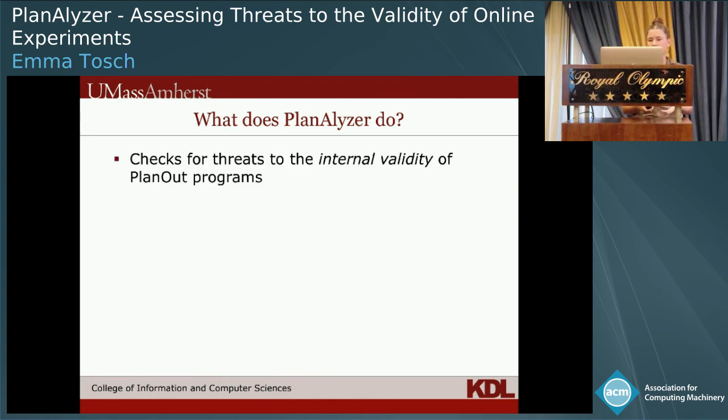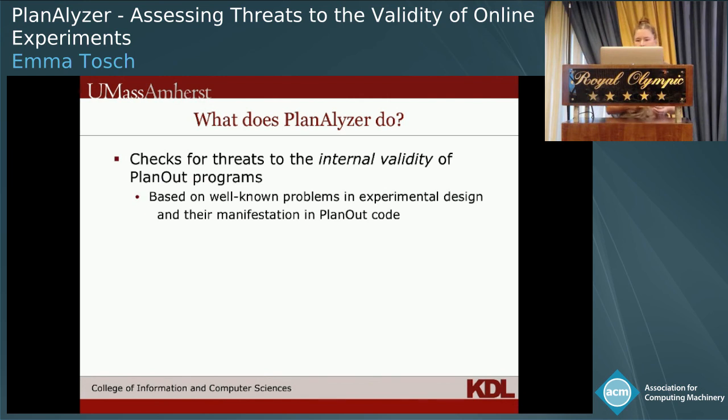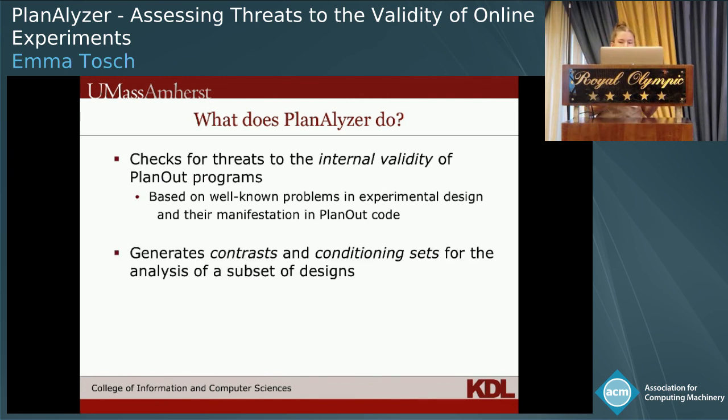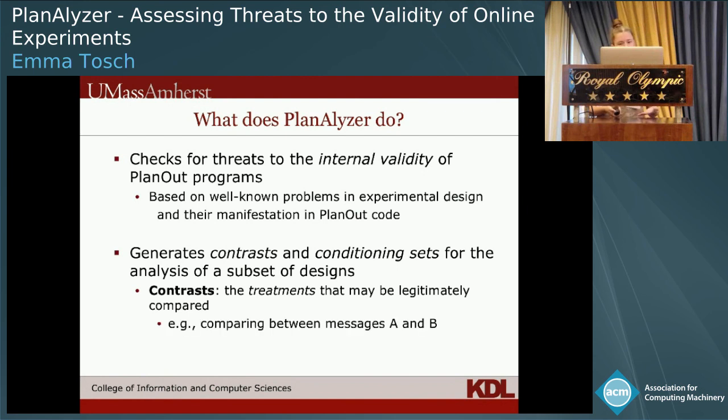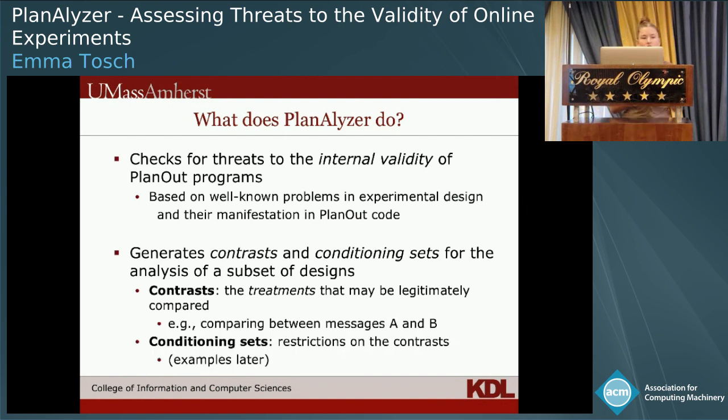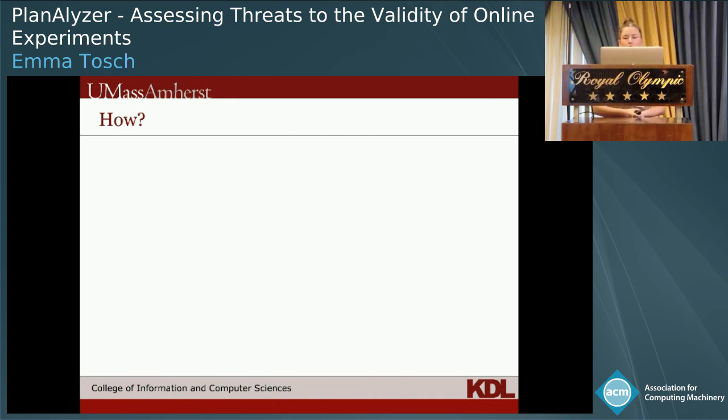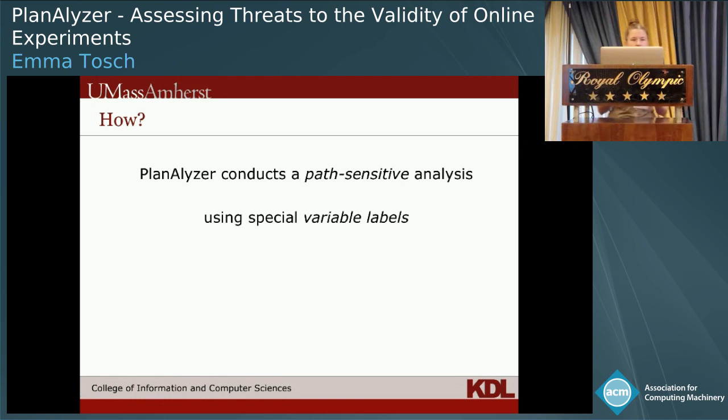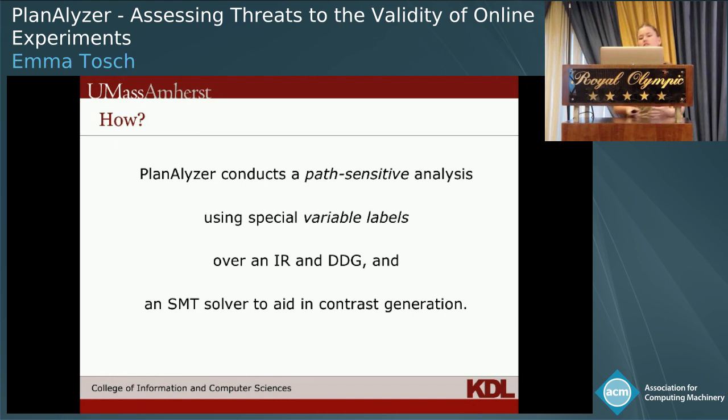So what does PlanAlyzer actually do? Well, first it checks for these threats to validity of PlanOut programs, which are actually based on well-known problems in the experimental design literature, and in particular, how they manifest in PlanOut code. If it doesn't detect these threats, then PlanAlyzer will generate contrasts and conditioning sets for eligible experiments. We've already discussed contrasts and have seen an example, and we'll discuss conditioning sets later in this talk, but the important thing to know right now is that they're a kind of constraint on the contrasts. So how does PlanAlyzer perform these analyses? Well, it runs path-sensitive analysis using special variable labels that capture important concepts that are necessary for us to reason about experimental design over a path-based representation and data dependence graph, and then it uses an SMT solver to aid in contrast generation. So now let's discuss some of these threats to validity.